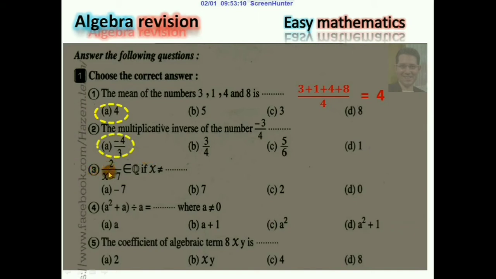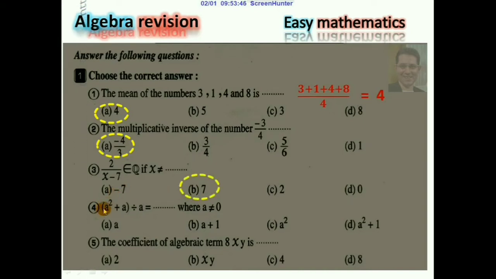Number 3, 2 over x minus 7 belongs to Q if x not equals what? When he says this rational number belongs to Q, or exists in Q, we must look down here at the denominator and put the value of x opposite of this number. I mean, when we have negative 7, we must put x equal 7 to give us 0 and not accept it. So the suitable answer here will be positive 7, letter B.